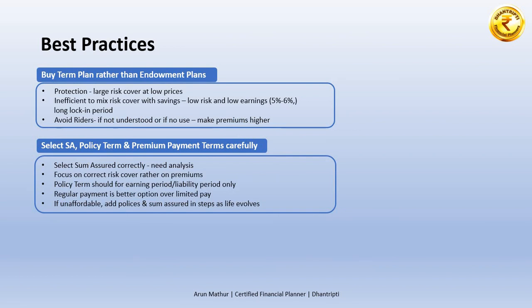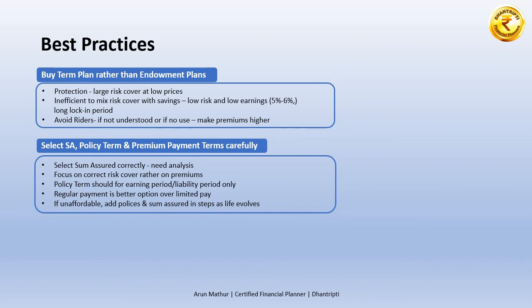We must focus on the cover rather than on the premium. Most of the people are trying to buy insurance policy looking at the premiums as to what they can afford, what they cannot afford. They have some vague idea about what they can afford as a premium. But instead of doing that, we must focus on what is the right amount of cover I need, because remember, this cover is for not me, it is for my family.